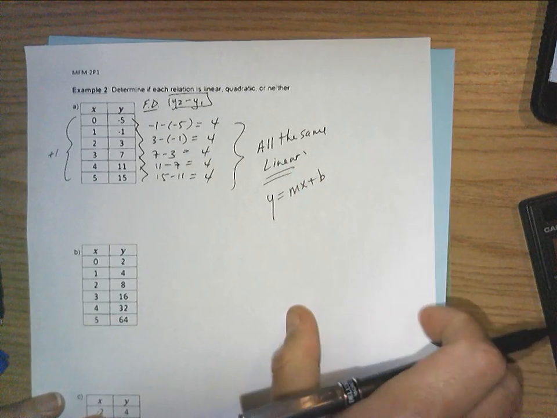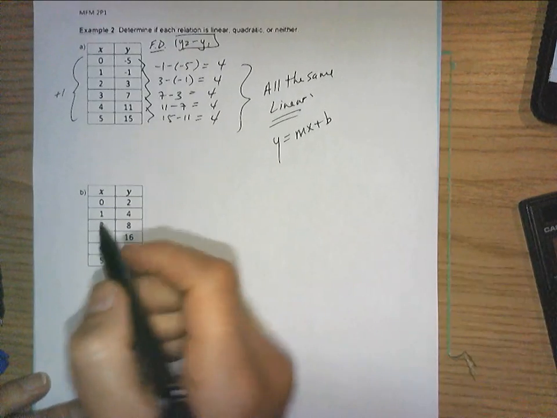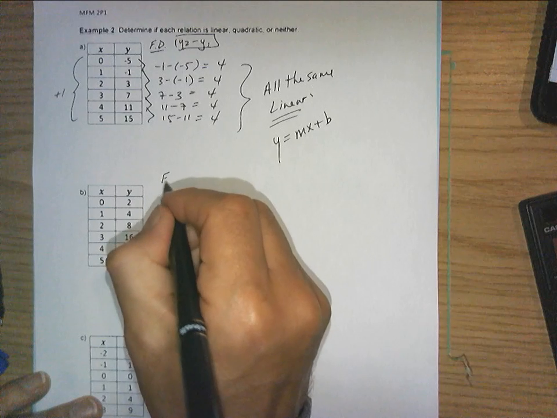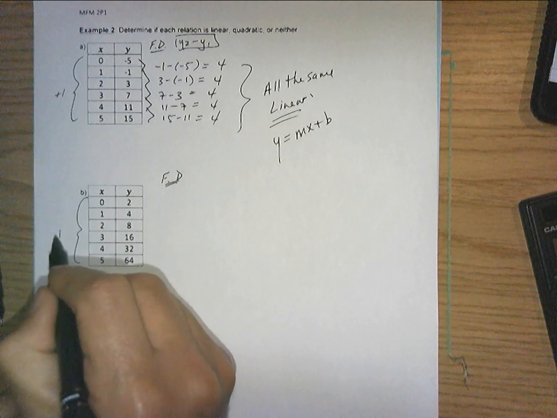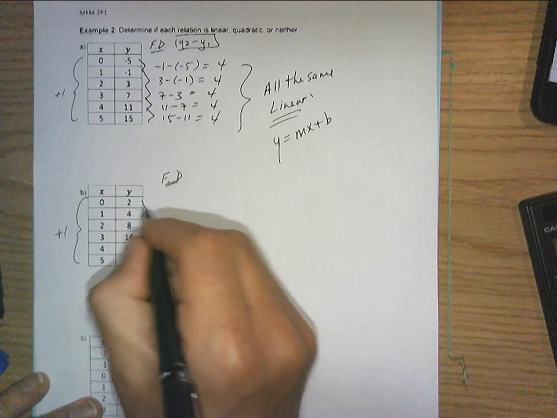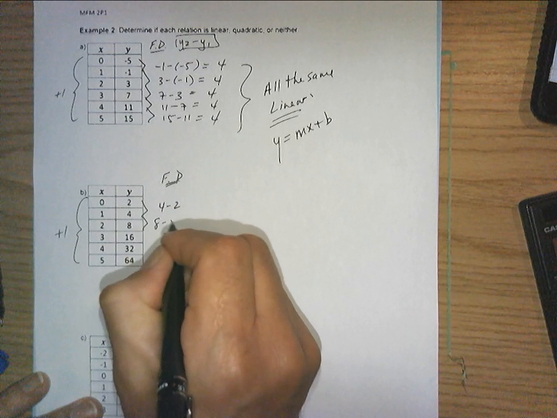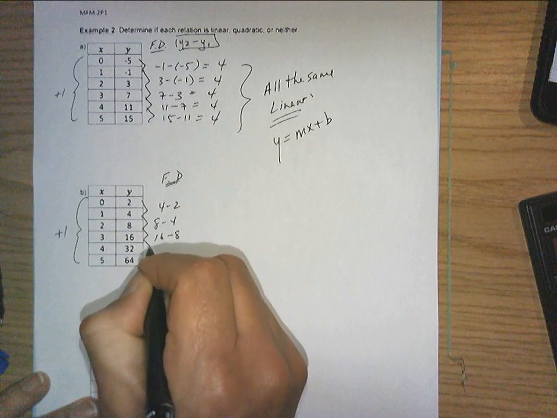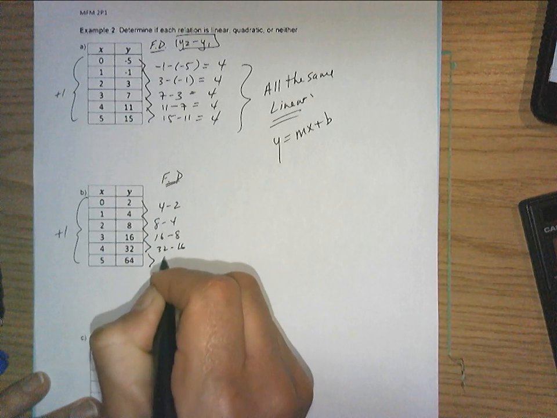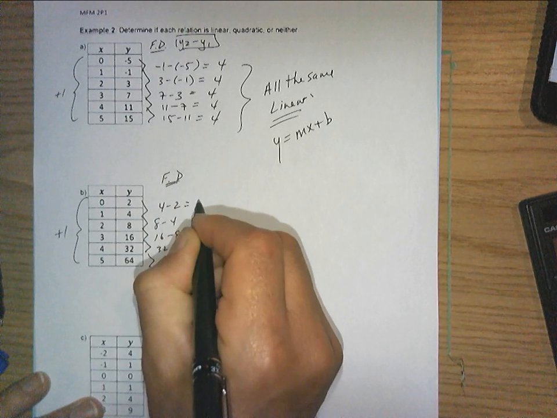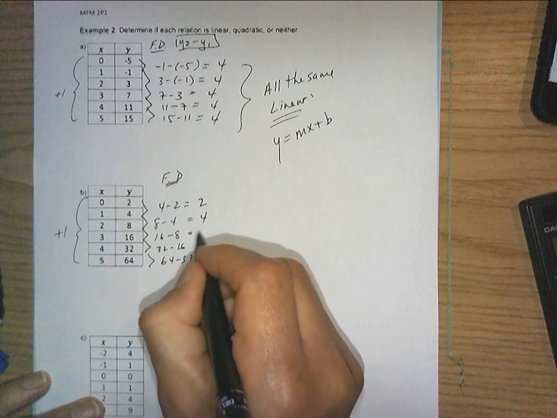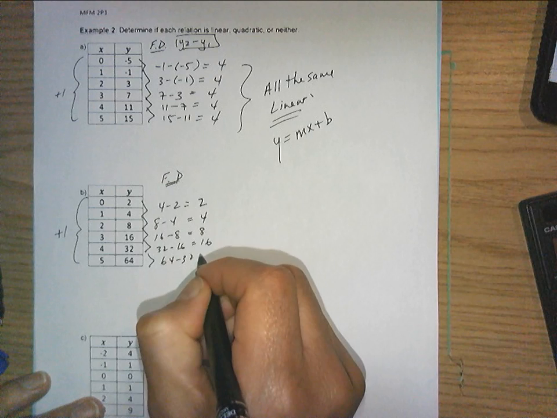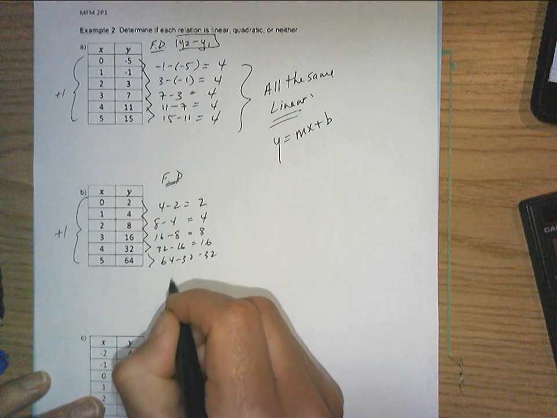Let's take a look at example 2, well, number 2b. So we're going to take a look at the first differences, making sure that these all go up by the same amount. They do. So y2 minus y1 is 4 minus 2, 8 minus 4, 16 minus 8, 32 minus 16, 64 minus 32. So this will be 2, this will be 4. As soon as that happens, I know that it's non-linear. 8, 16, 32. So we know that it's not all the same.